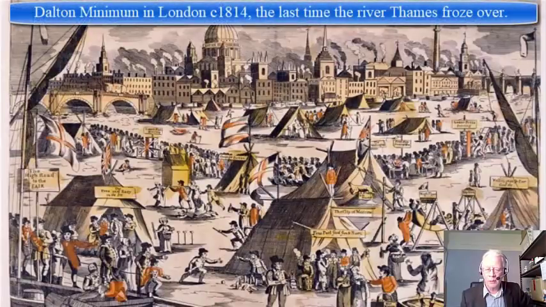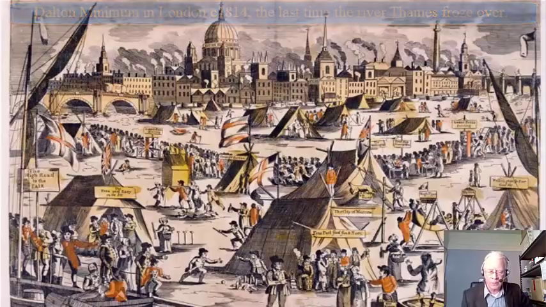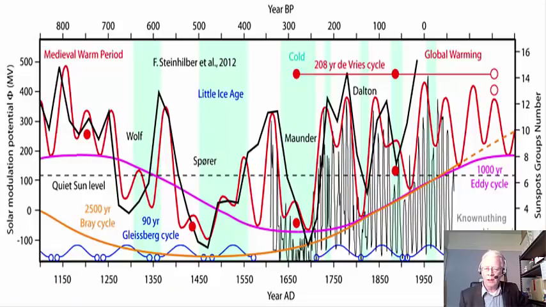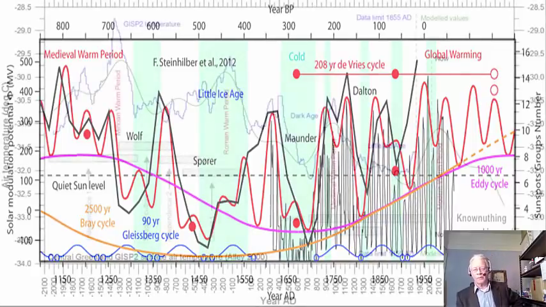During the Dalton minimum, there was a further freezing of the Thames River in the winter of 1813-1814. But there's been no freezing of the Thames River since then. That was the last one. And I don't think we'll see the Thames freeze again in the next few hundred years either, because of the underpinning of the present climate by the Bray and the Eddy cycle.